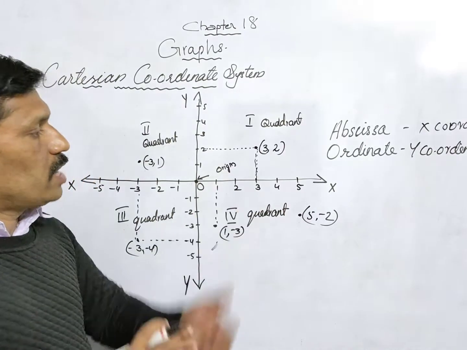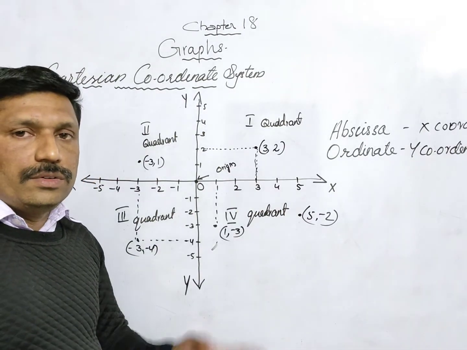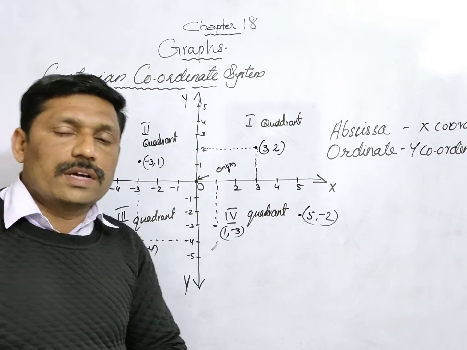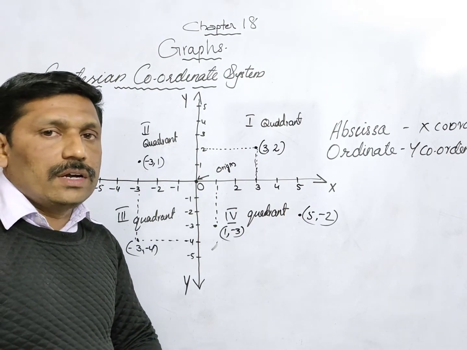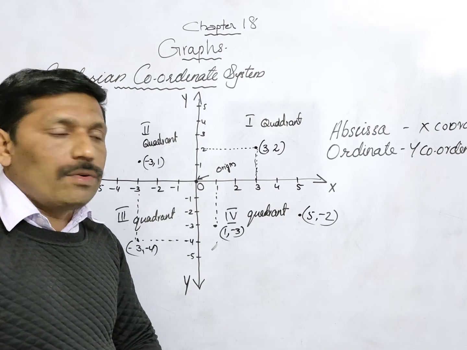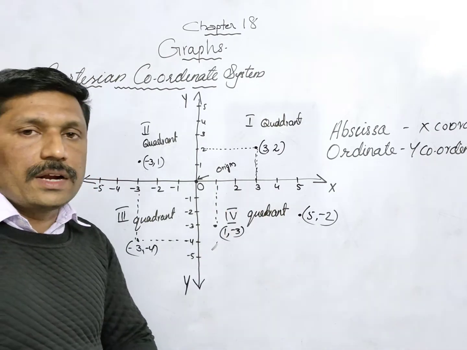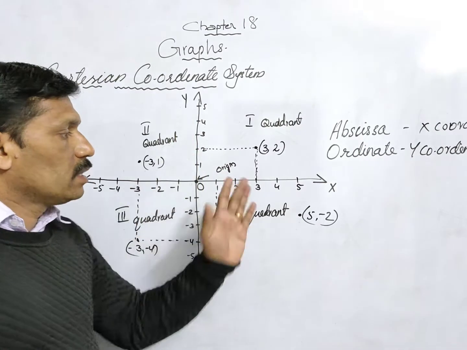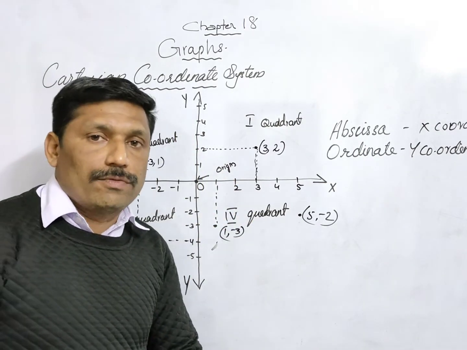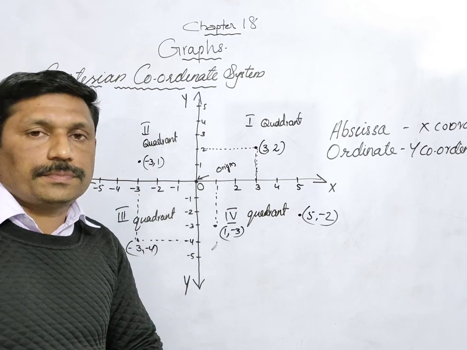So in this chapter, we do the work in your graph book, and some definitions are there. That definition you can write in your practical maths copy, and all the diagrams and drawings should be done in graph book, and you should use scale and pencil to draw the graph work.